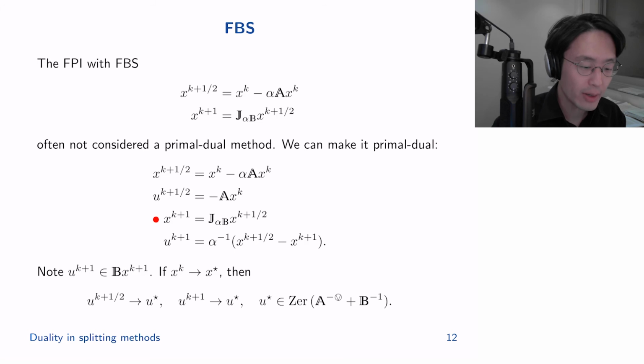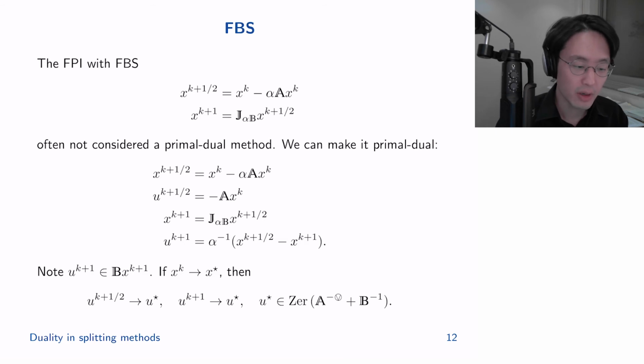We record that as u^{k+1/2}. And then we take the backward step, so we evaluate the resolvent with respect to alpha B at x^{k+1/2} and record that as our next iterate x^{k+1}. But at the same time, we take the difference of the input of the resolvent and the output of the resolvent, scale it by 1 over alpha, and record that as u^{k+1}. Note that due to the definition of the resolvent, u^{k+1} is actually an output of the operator B evaluated at x^{k+1}.